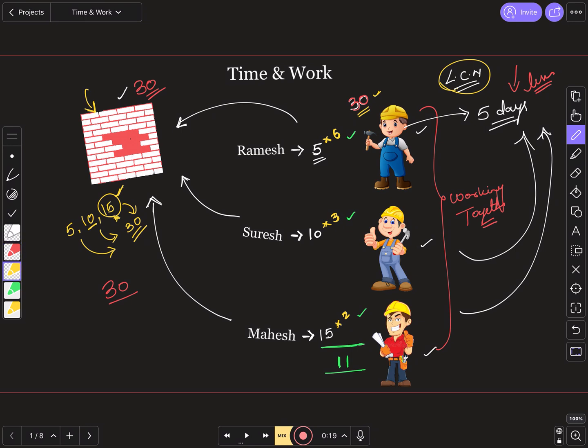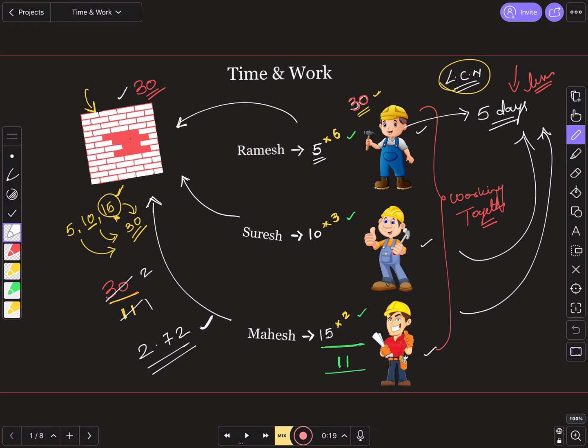Ramesh, Mahesh, Suresh, working together in 1 day can put in 11 bricks. So how many days will be required to put in 30 bricks? The answer to this will be 11 ones are 11, 11 twos are 22. Then what you are left with is 8 by 11. Now what is 1 by 11? 9.09. 9 into 8, 2.72. That's it. That should be your answer to this question.